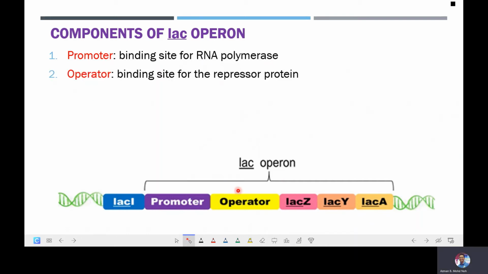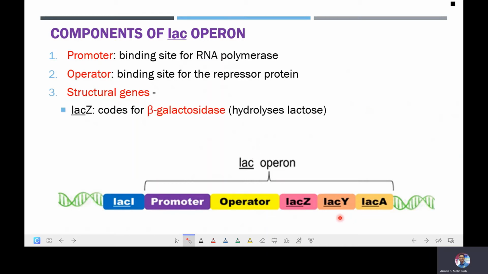Component number two will be the operator. This will be the binding site for a particular type of protein that we call the repressor protein. And the operator can sometimes be regarded as the switch for the operon. Now, component number three will be the structural genes, in which this consists of three genes known as the LacZ gene, the LacY gene, and also the LacA gene.